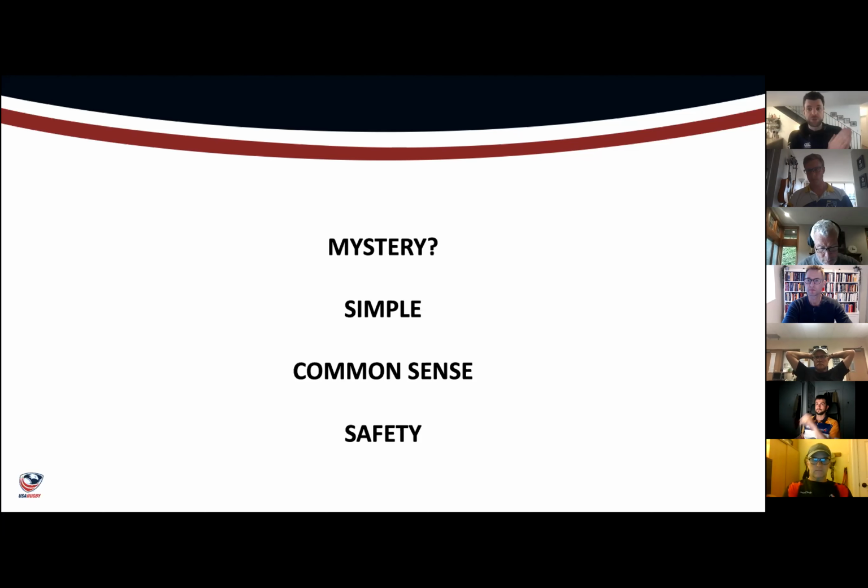keep things very simple, think about as simple an approach as possible. And I think what's good is World Rugby's adopted a little bit simpler approach this time around, and we'll talk about that.